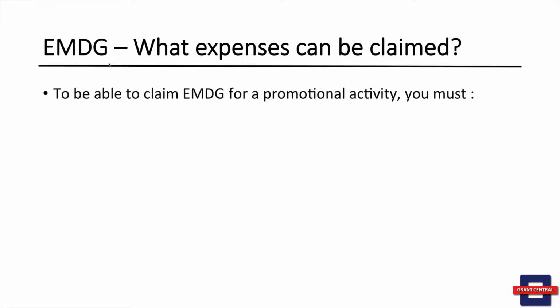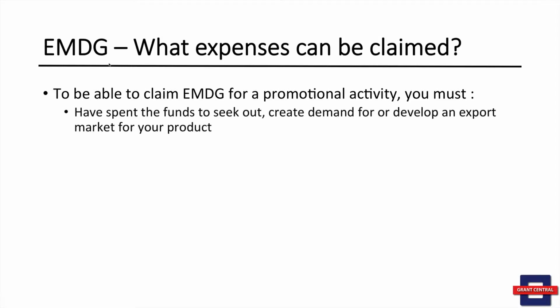To be able to claim EMDG for a promotional activity, you must have spent the funds to seek out, create demand for, or develop an export market for your product. You have to be the intended principal in the export transaction. That is, you have to be the exporter. You cannot be an agent.